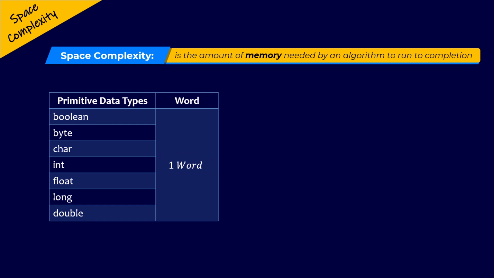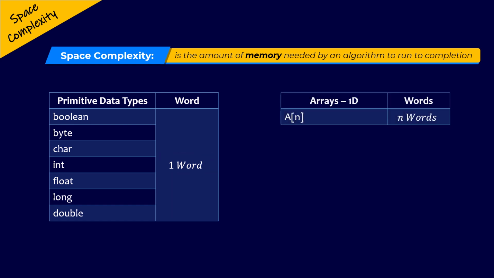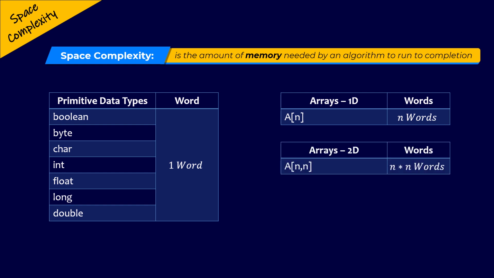And then many algorithms use arrays. For arrays, if there are n elements or items, then depending upon the data type, we have to multiply the amount of memory n times. Since we are assuming that primitive data types consume one word, if there are n elements in an array, we assume that it consumes n words. The same is the case for two-dimensional arrays. That is, the number of elements in a two-dimensional array is the amount of memory consumed.